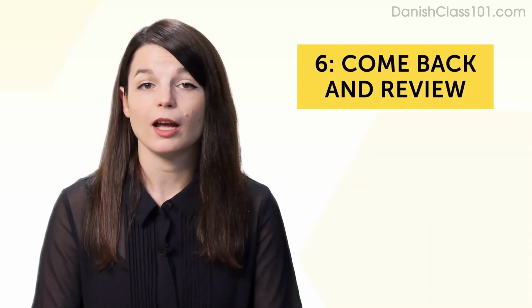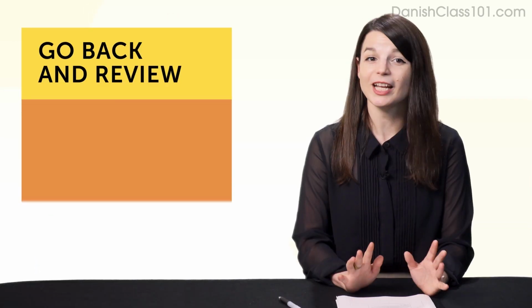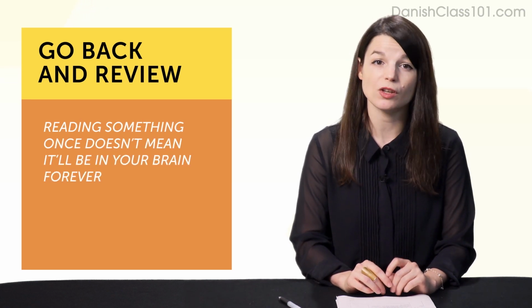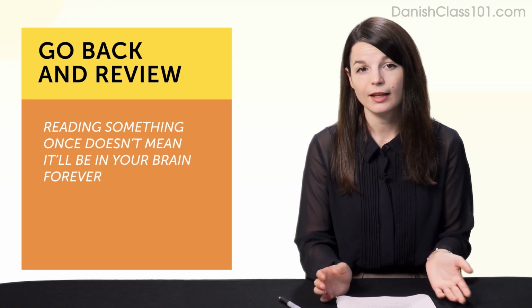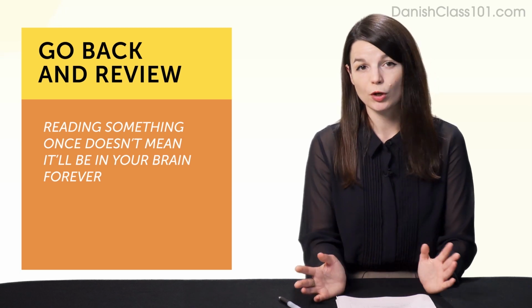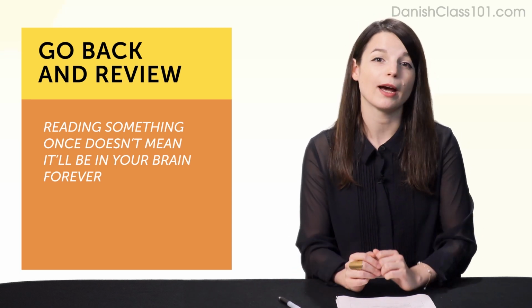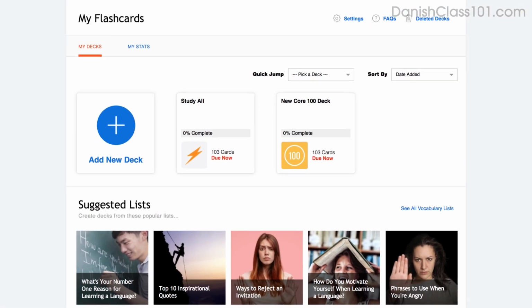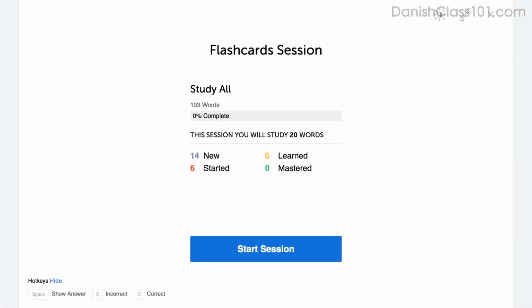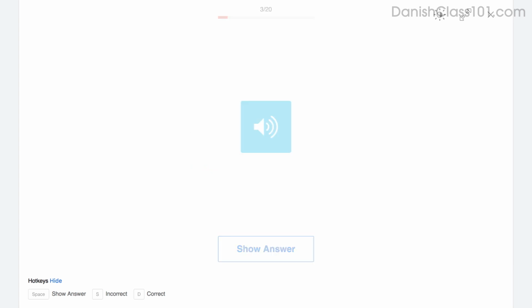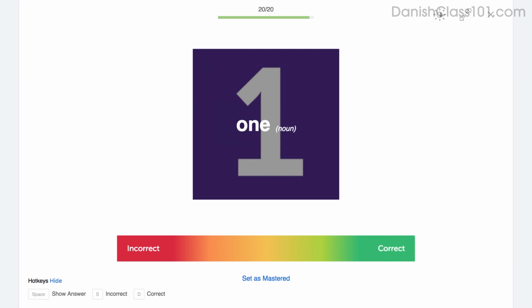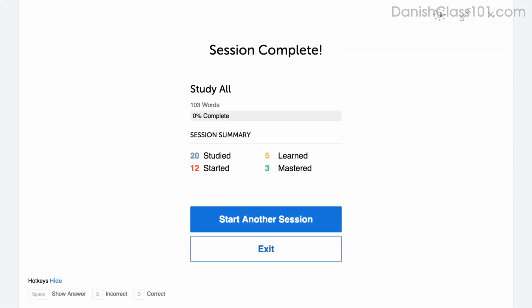Habit number 6, come back and review. And that's because reading something once doesn't mean it'll be in your brain forever. So this is where reviewing comes in. In order to master grammar, words, or phrases, you must go back and review. How do you do this? Spaced repetition flashcards are a great example of this. A lot of language learners use these because with spaced repetition, you get to see words again and again over spaced periods of time, and that improves your memory.